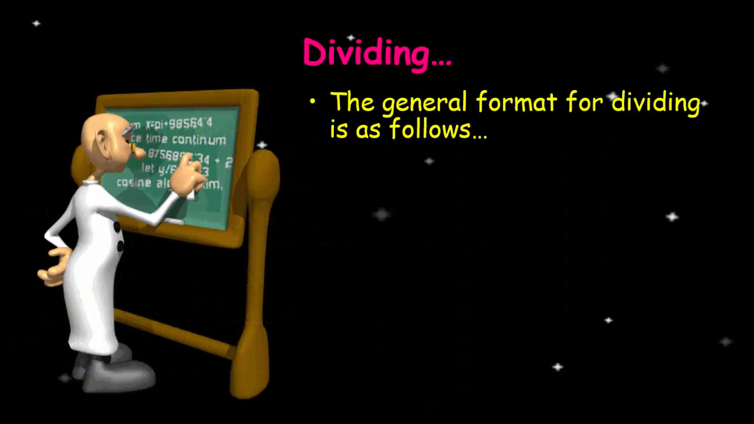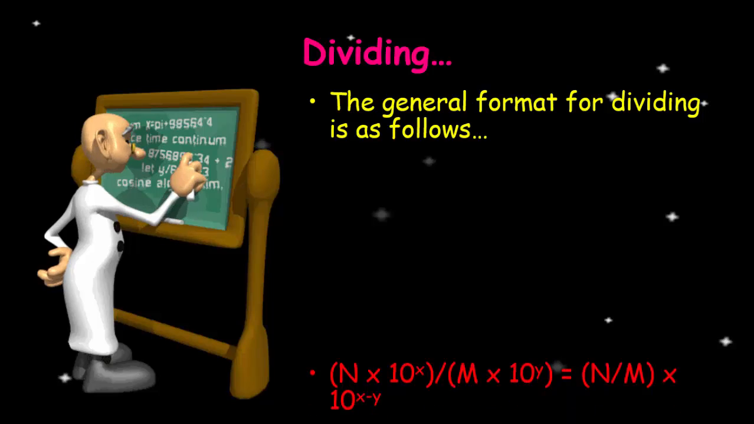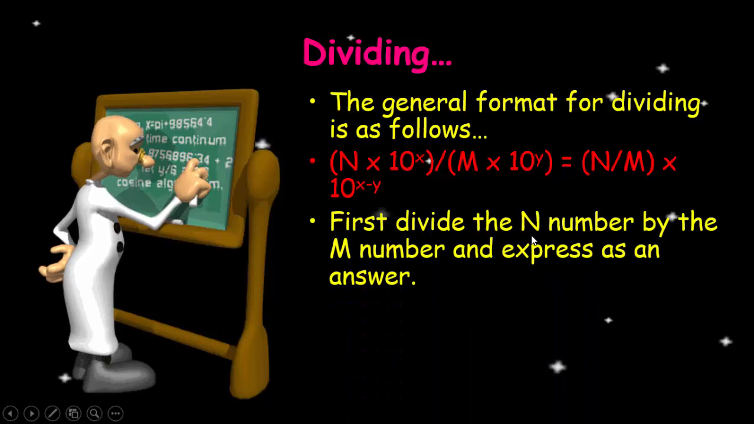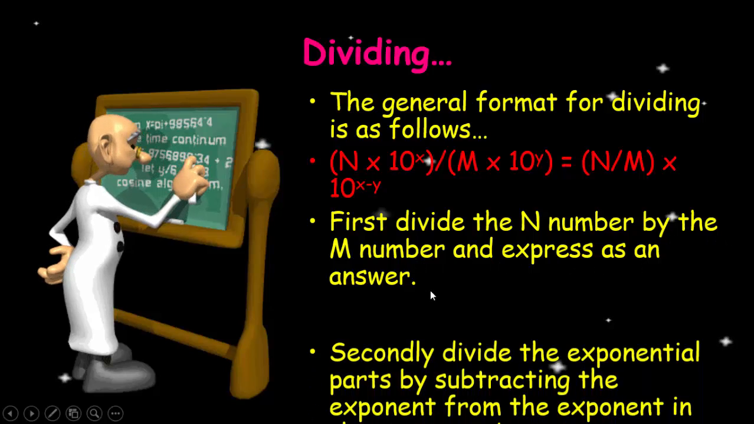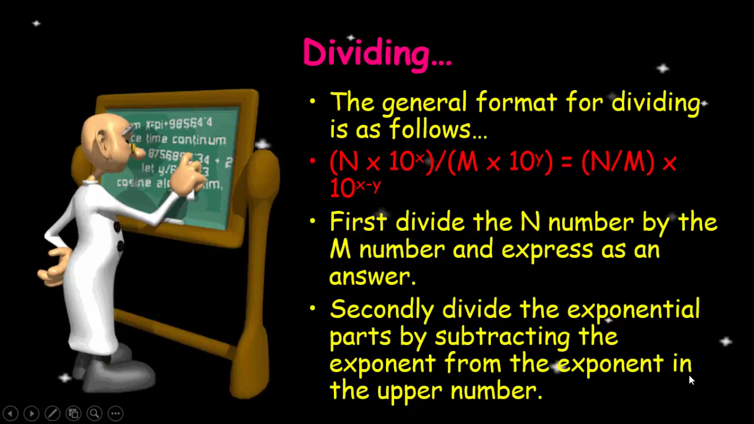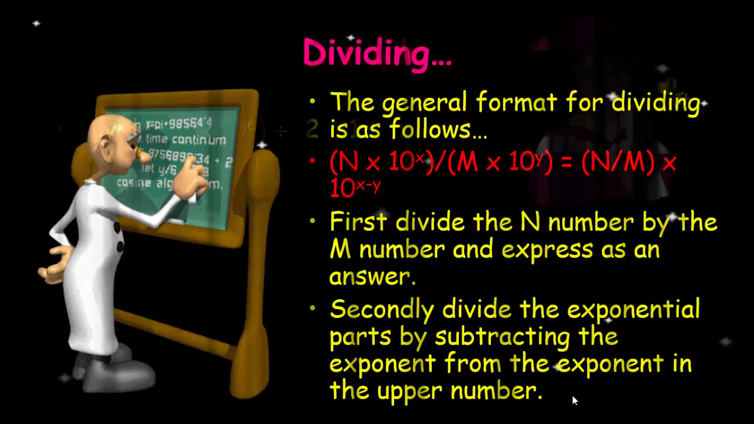Dividing. The general format for dividing is as follows: n times 10 to the x power divided by m times 10 to the y power. So we have n divided by m times 10 to the x minus y. First, we divide the n number by the m number and express it as an answer. And secondly, we divide the exponential parts by subtracting the exponent in the lower number from the exponent in the upper number.